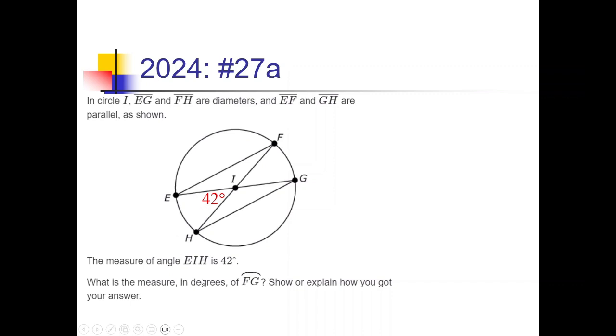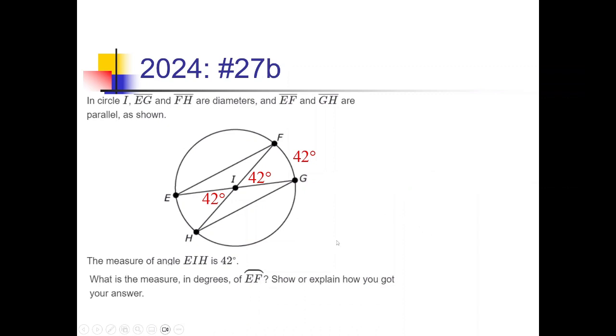And now they want the measure in degrees of this arc FG. So one way you could get this is if you knew this angle here, it would match up with FG. This angle is actually a vertical angle with 42. So this angle, FIG, is also 42. And since central angles and their intercepted arcs have the same measure, this is also 42 out here for arc FG. So just to write it officially, measure of arc FG equals 42 degrees.